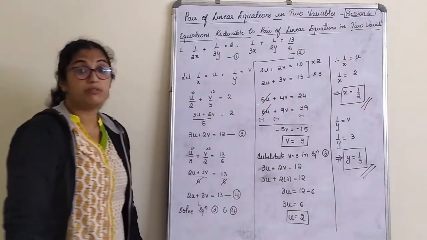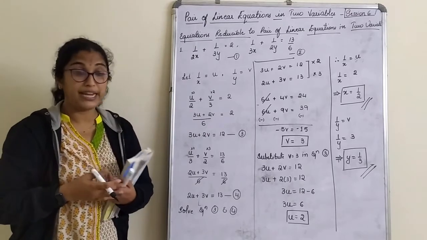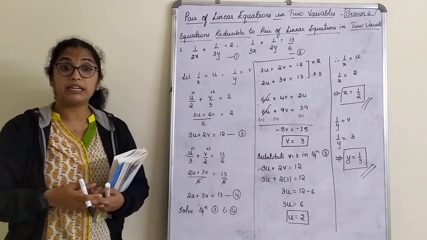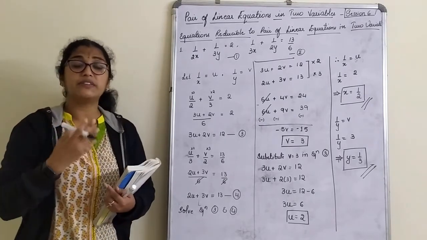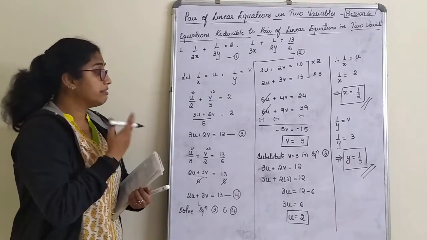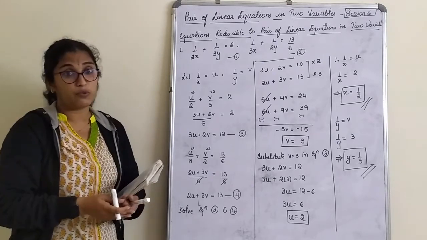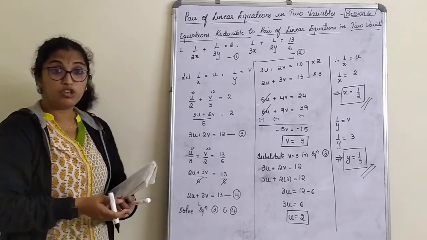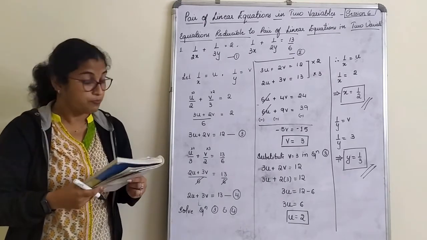So, understood how we solved this? Whatever we assume, first we have to find that and then substitute it in the original equation. I just gave those as equations 1 and 2 because they are our original given equations. Then we reduced them to a pair of linear equations, used the elimination method to find the values, and this is how we are going to solve the sums.